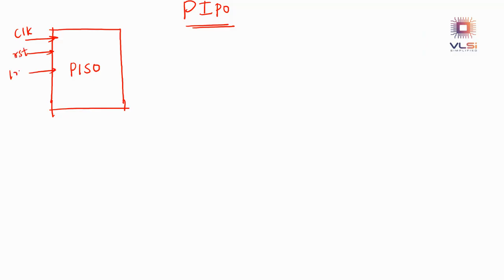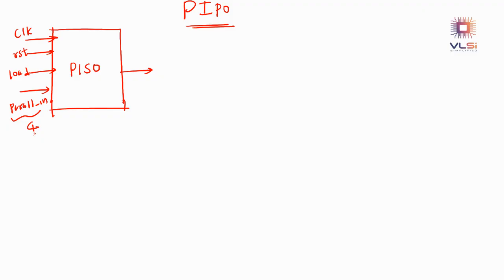So parallel, it means what? At a time you can load 4 bits of data, and serially you need to take out the data bit by bit. Okay, so parallel in is how many bits? This is 4 bits. And next, serial out is only 1 bit.